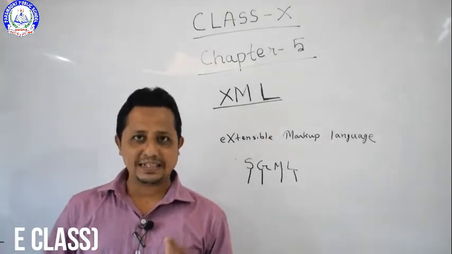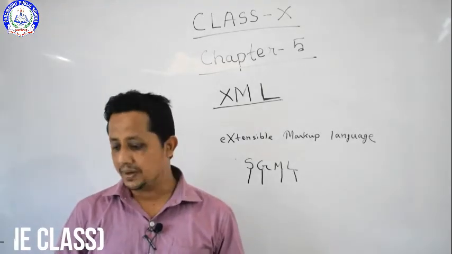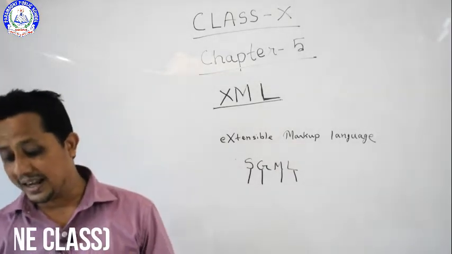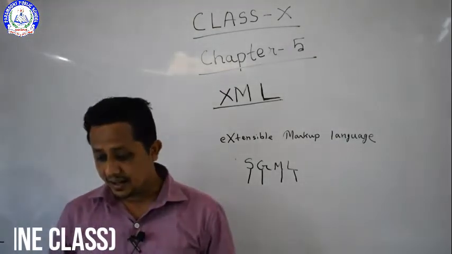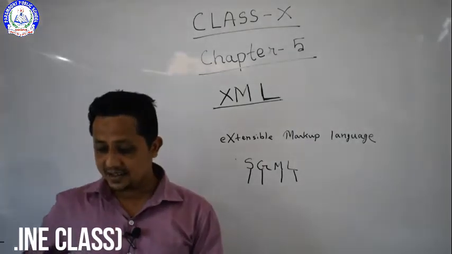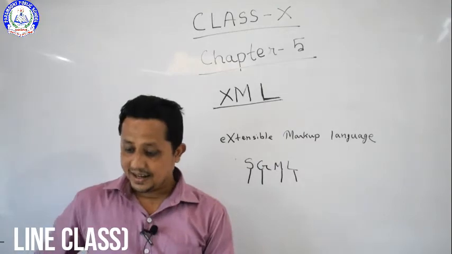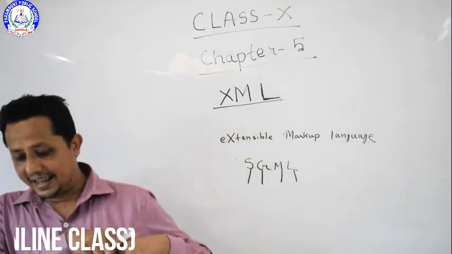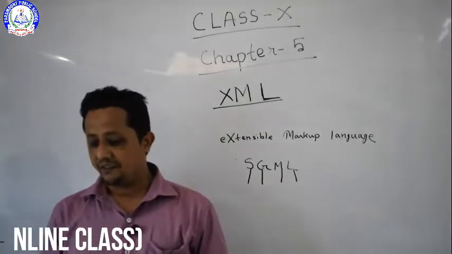Now, there are some basic differences between XML and HTML, and I will be discussing them. Number one is data separation. In HTML, the static text content is placed between the tags and is never modified. Whereas in XML, data is stored in a separate XML file.